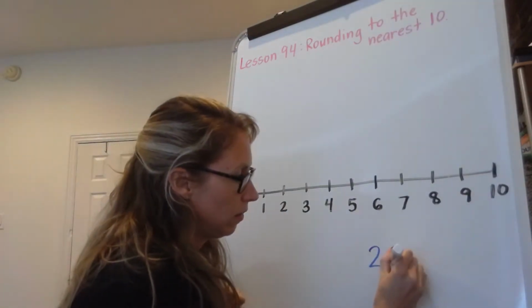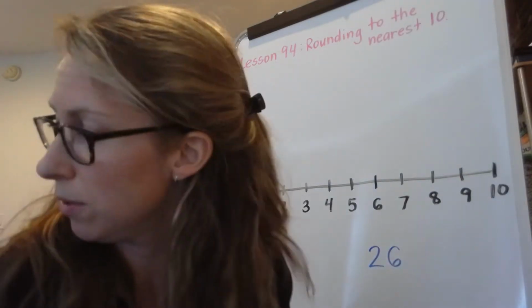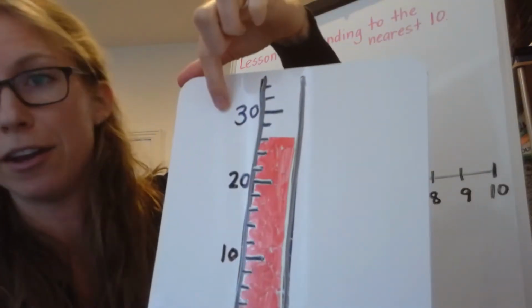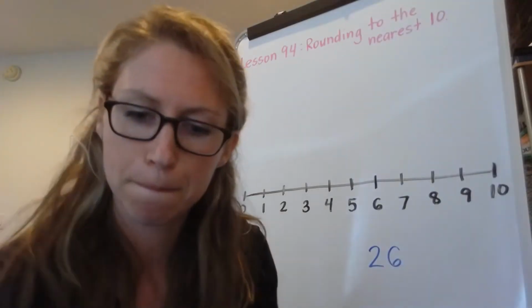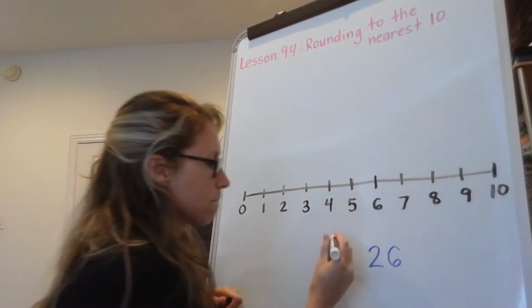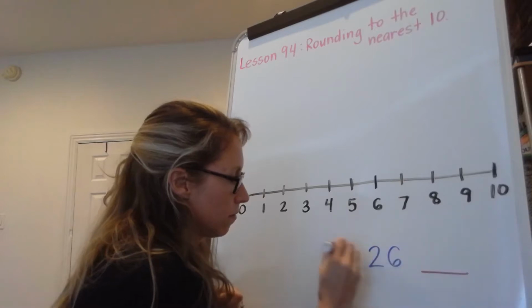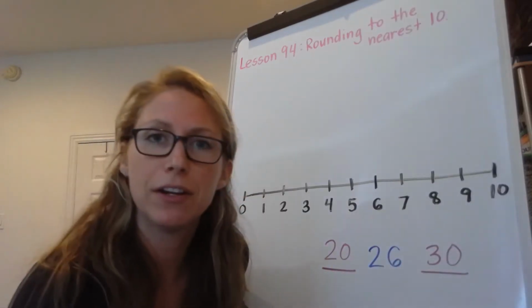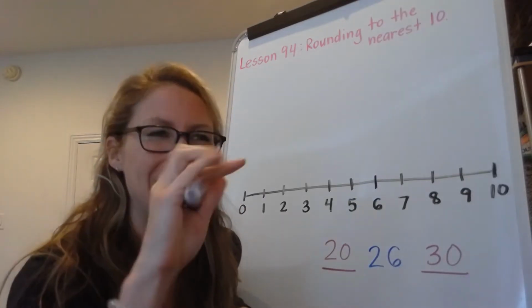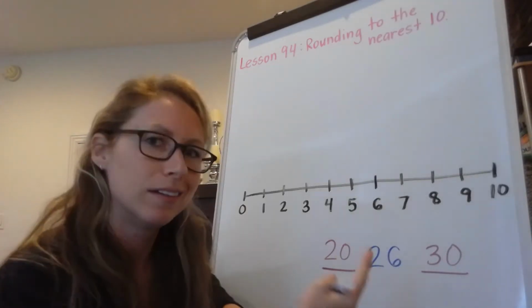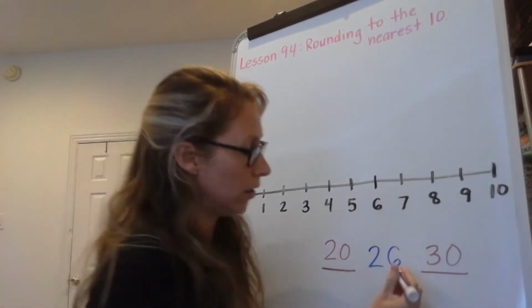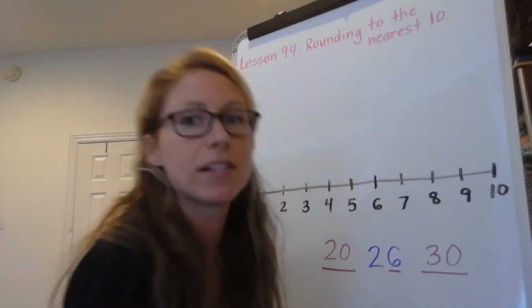degrees is between what two? It's between the 20 and the 30. Now, if I had to figure out, without seeing the thermometer and seeing the actual physical distance, how would I be able to figure out what 26 is closer to? Well, what I'll do is look at the ones column.